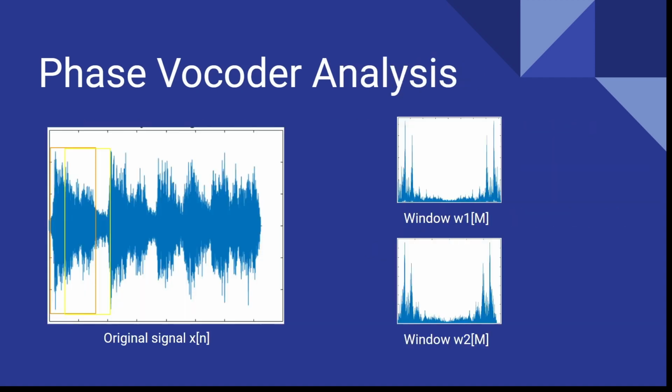In the analysis stage, successive windows are taken from the input signal and their spectrums computed. These successive windows are spaced apart by something called the analysis hop factor.